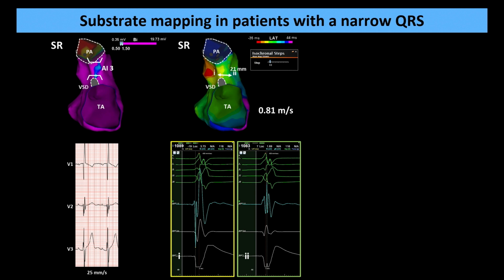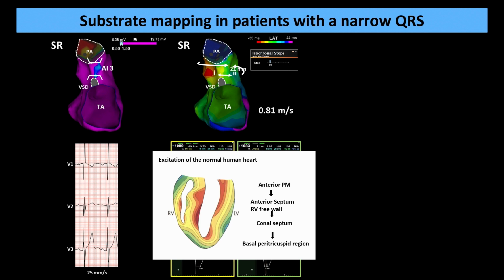So this would be 0.81 meter per second, which is normal. But if you look carefully and if you remember how the normal RV is activated. The earliest activation, this is from the old Durrer paper, is the anterior papillary muscle, and then activation spreads towards the anterior septum and towards the free wall, and then it propagates back to the infundibulum septum. So you get collision of wavefronts exactly in this area, and then the latest activated area is the basal peritricuspid region.